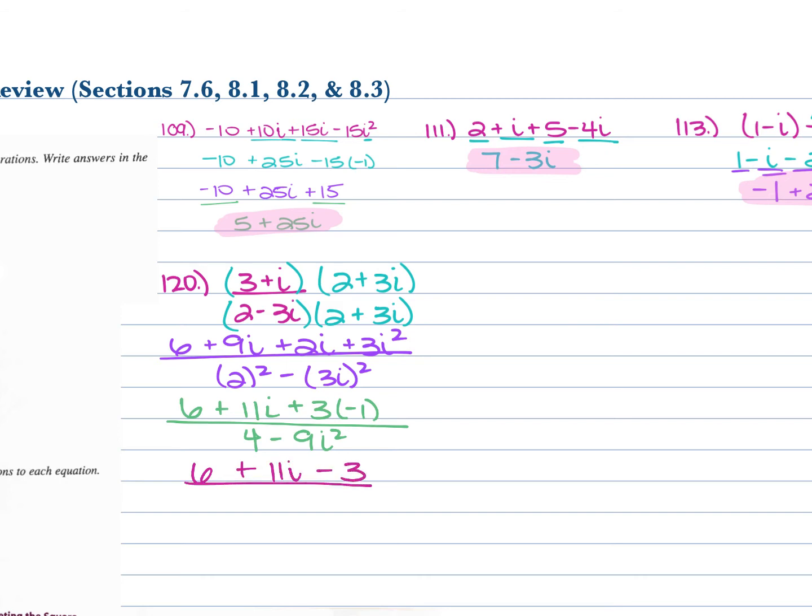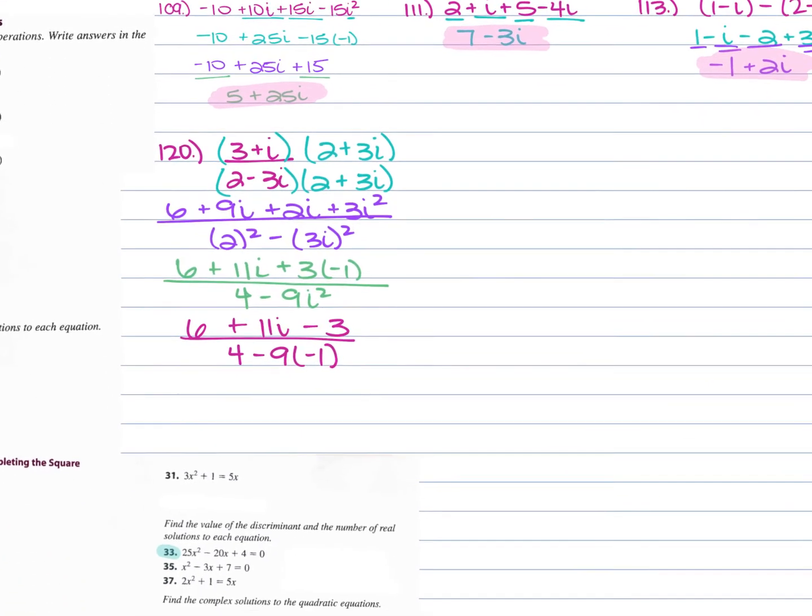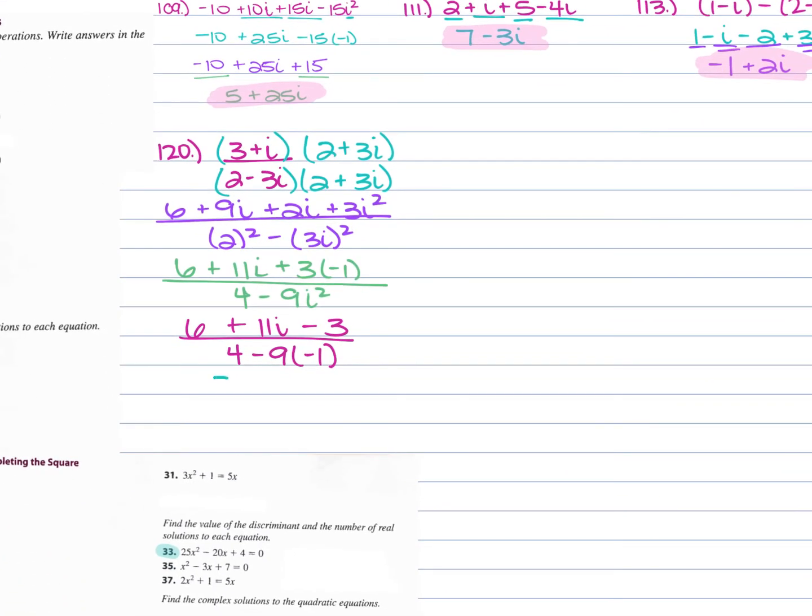On the bottom, that i squared on that 9 is negative 1. So we have 4 minus 9 times negative 1. Up top, combine your like terms. 6 minus 3 is 3 plus 11i. On the bottom, the negative 1 times the negative 9 turns into a positive. So 4 plus 9 gives us 13.